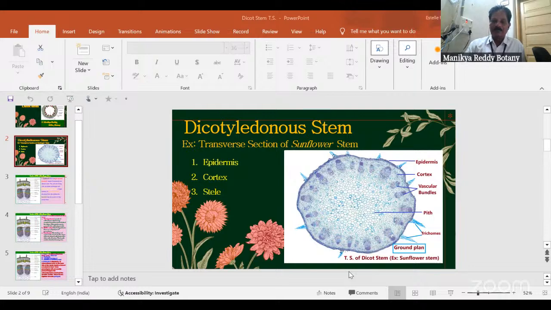Conjoint, collateral, open type of vascular bundles are there. In xylem, protoxylem is towards the center and metaxylem is towards the periphery. This condition is known as endarch. Presence of protoxylem towards the center is termed endarch.